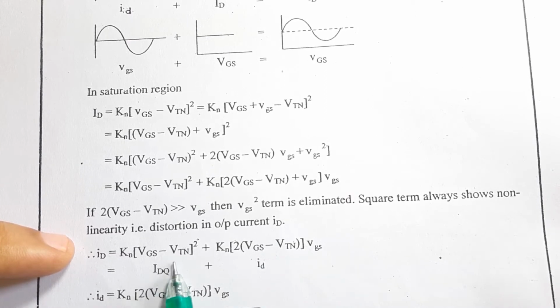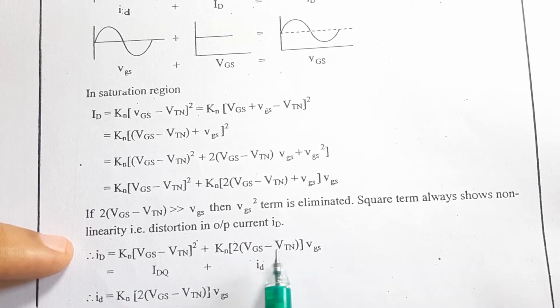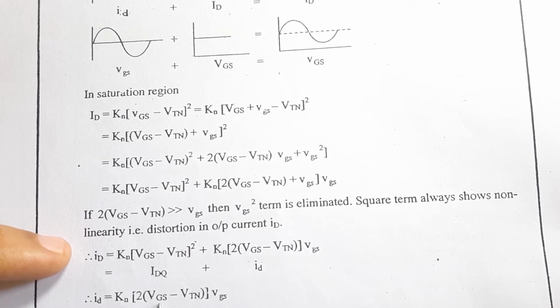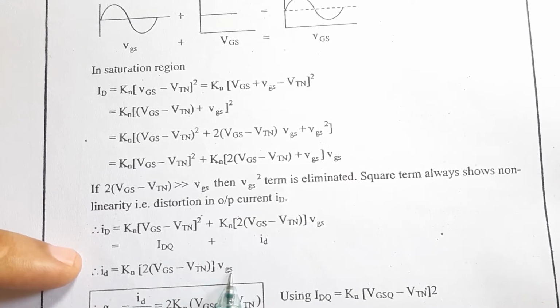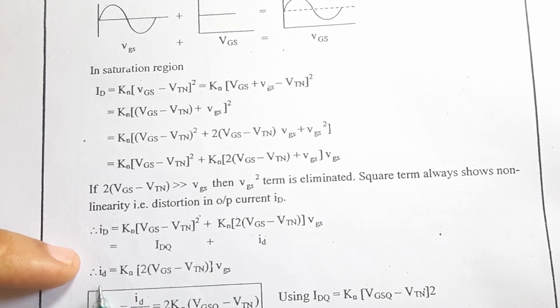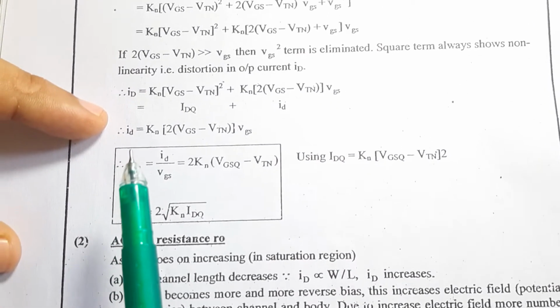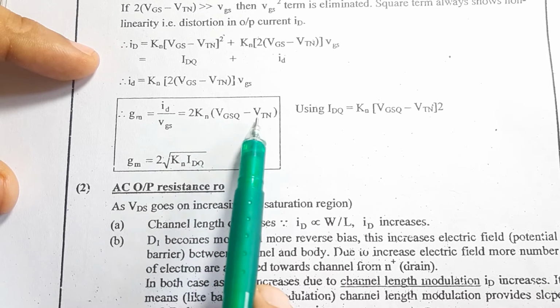If you look carefully, the first equation is for IDQ and this one is for small id. That means id can be equated to Kn vgs times 2(VGS − VTN). Now this is the output current and this is the input voltage. If I take the output current over the input voltage, that is I by V format, which is nothing but conductance. Since it is an output upon input formula, it is known as transconductance, given by gm, which equals id by vgs, which equals 2Kn (VGS − VTN).